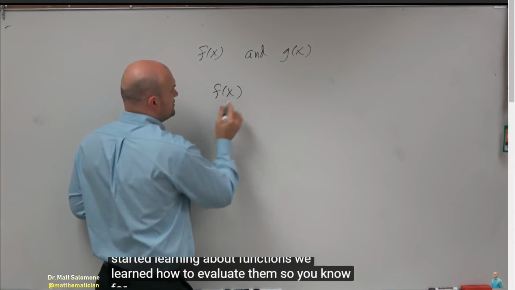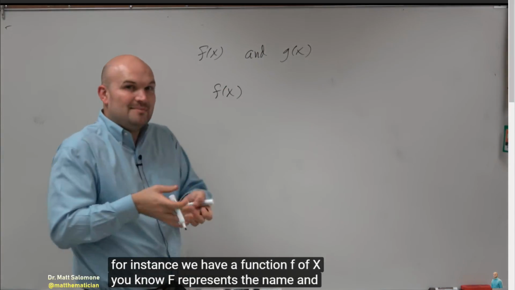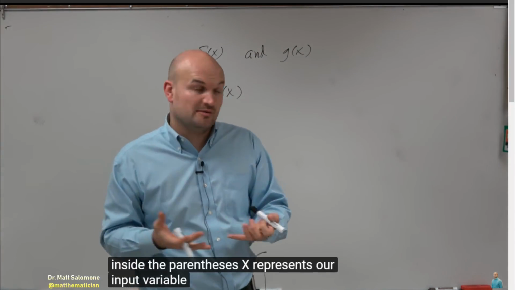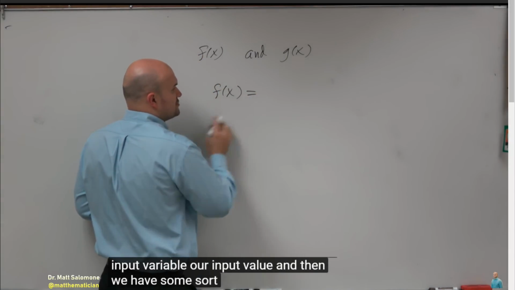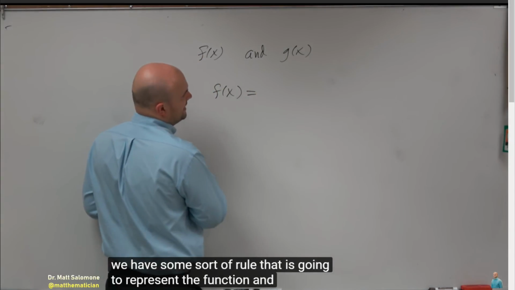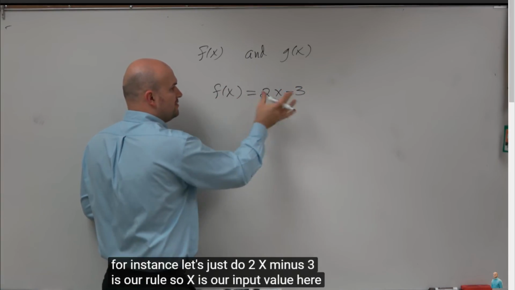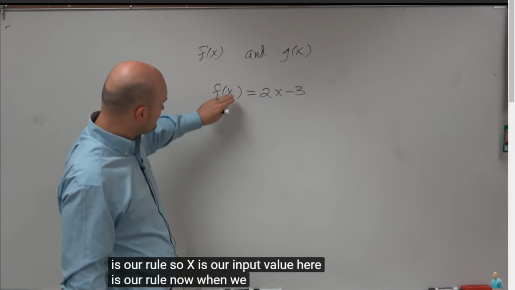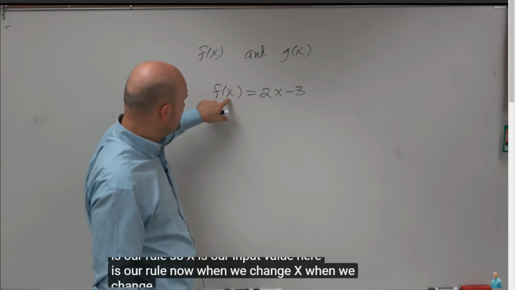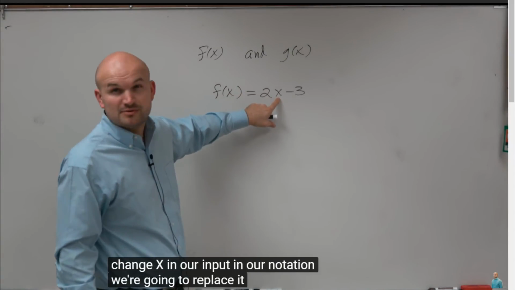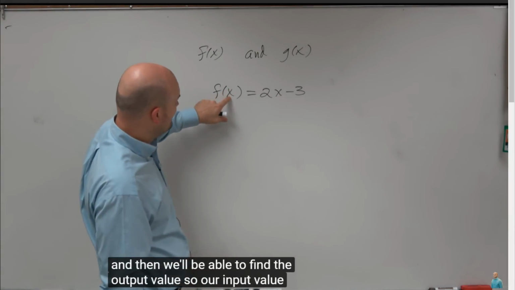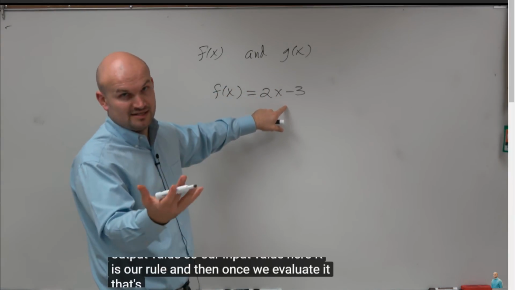So for instance, we have a function f of x. F represents the name, and then inside the parentheses x represents our input variable, our input value. And then we have some sort of rule that is going to represent the function. For instance, let's just do 2x minus 3 as our rule. So x is our input value, here is our rule. Now, when we change x in our input in our notation, we're going to replace it with our rule, and then we'll be able to find the output value. So our input value, here is our rule, and then once we evaluate it, that's going to be our output.